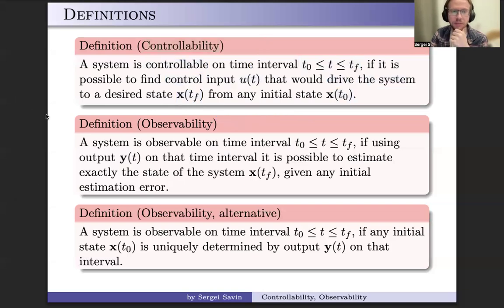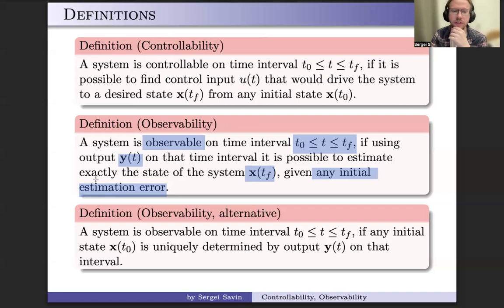We can do the same with observability. So I will just quickly define it here, but we will study it a little bit later. A system is observable on an interval if, using the output of the system on this interval, it is possible to estimate exactly the state of the system x at the last point of the interval, given any initial estimation error. Right?